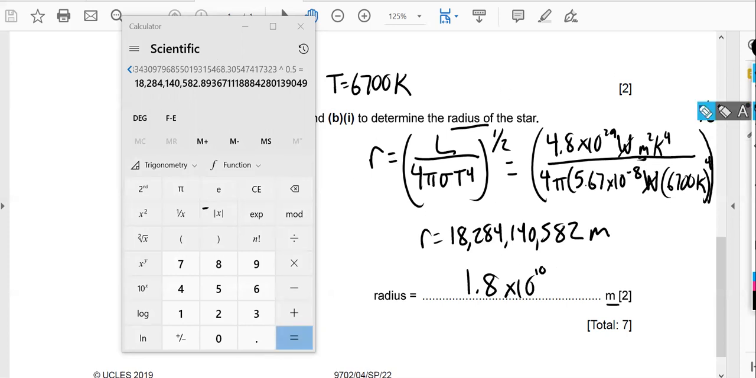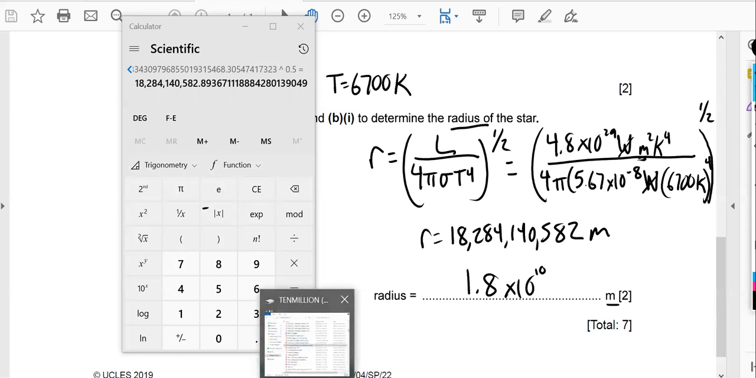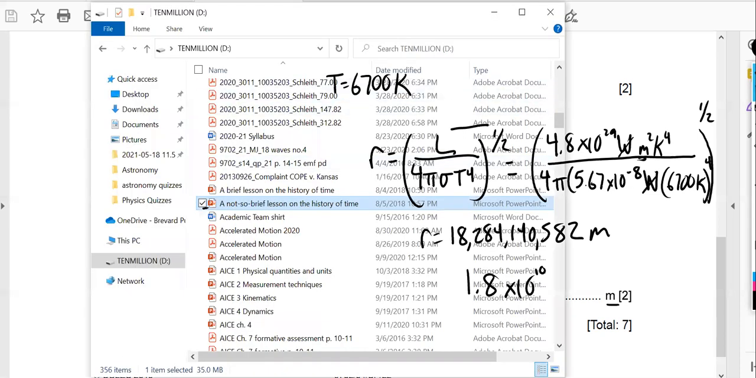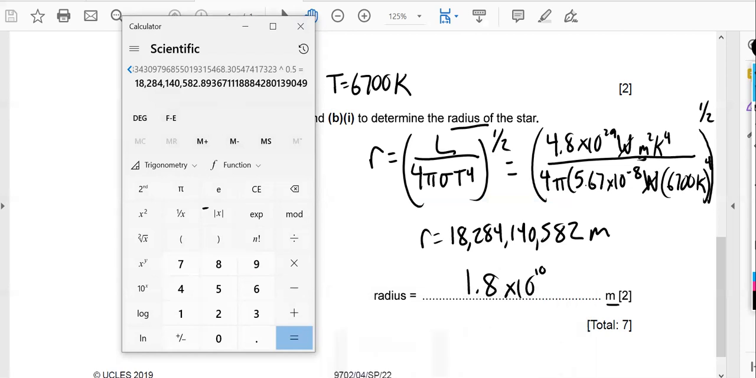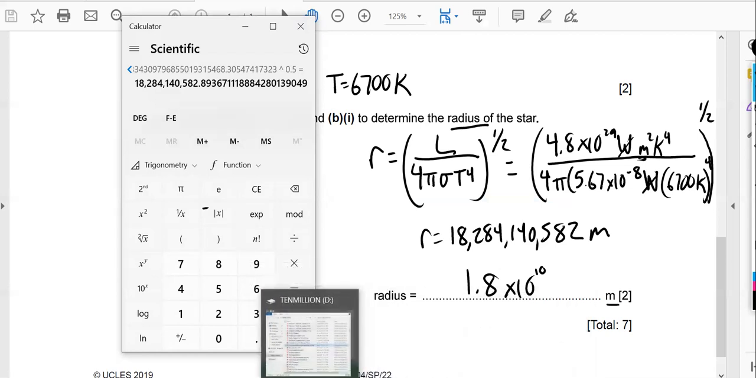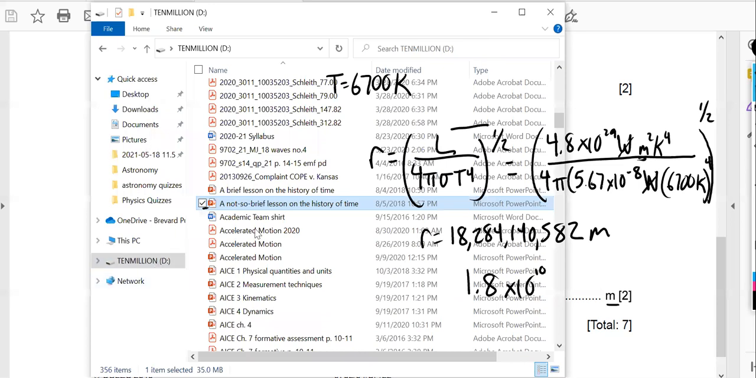All right, now here comes the moment of truth where we look up the solutions in the mark scheme. So do I have that handy? Nope, maybe here. Nope, I got it. Maybe somewhere else.